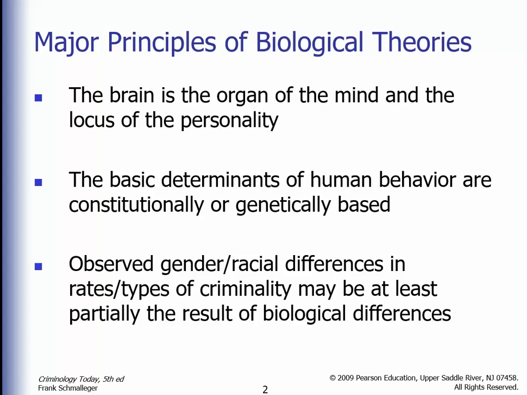So, our major principles of biological theories. Number one is that the brain is where your personality is located. And that biological theories believe that human behavior is based upon how your body's made up. Your constitutionality is what that's called, and your genetics. Suggested that if we see differences based upon gender and race, they may be biologically based.